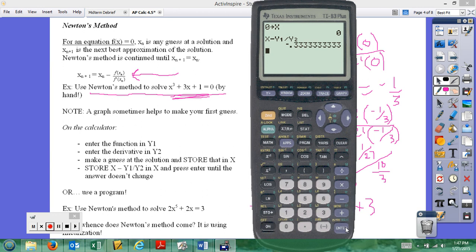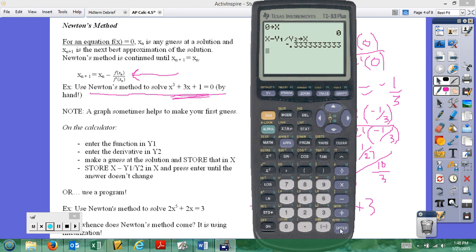I press enter, and remember the calculator will redo the last command. I just realized I made a mistake because watch, it's going to keep saying the same thing. So let me fix that. It is 0 store x. I forgot to restore it. So x minus vars y vars function y1 divided by vars y vars function y2. I want to restore that in x. Hit enter. Now nothing changes because it calculated it, but now that's the new x number.